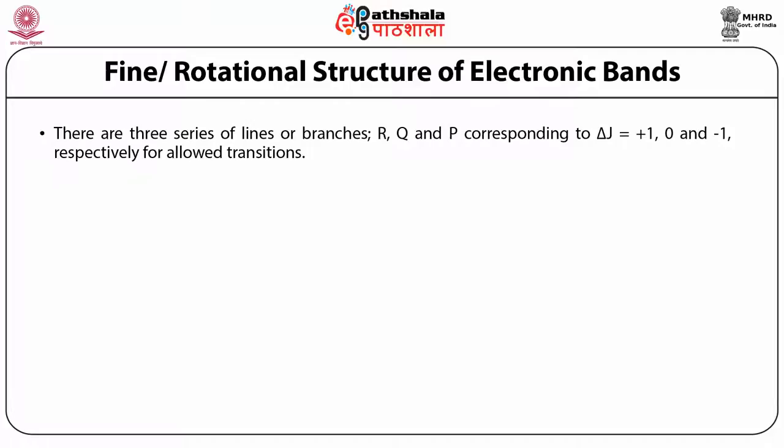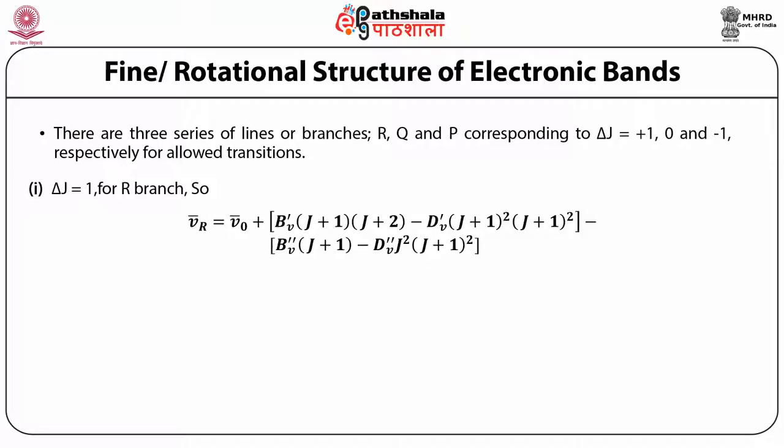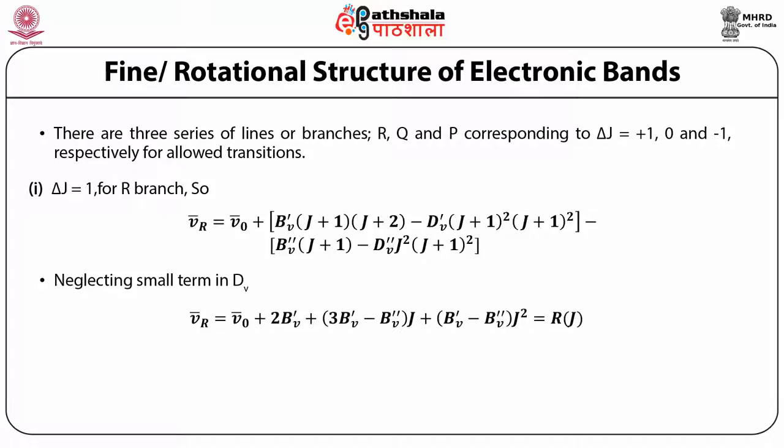In the first case, when ΔJ = 1, for the R branch, we can write nu_R bar = nu_0 bar + B_v'(J+1)(J+2) - D_v'(J+1)^2(J+2)^2 - B_v''J(J+1) + D_v''J^2(J+1)^2. Neglecting the small terms of D_v, we write nu bar = nu_0 bar + 2B_v' + (3B_v' - B_v'')J + (B_v' - B_v'')J^2 = R(J).